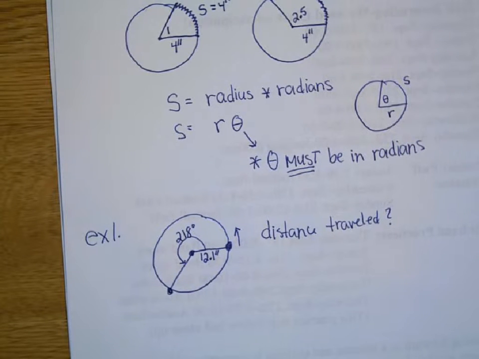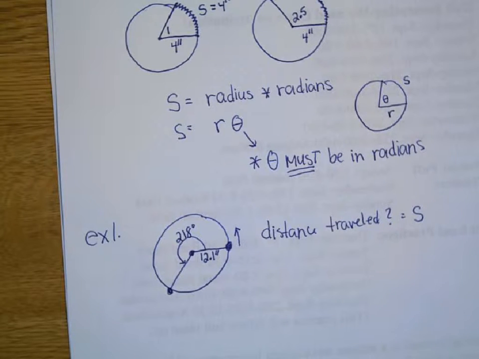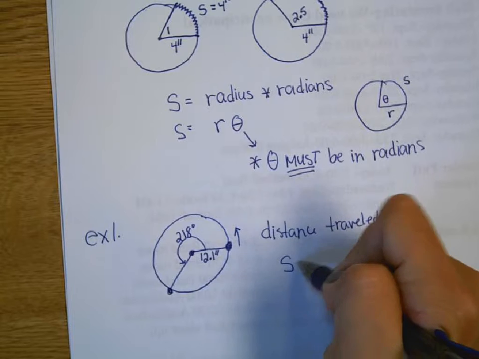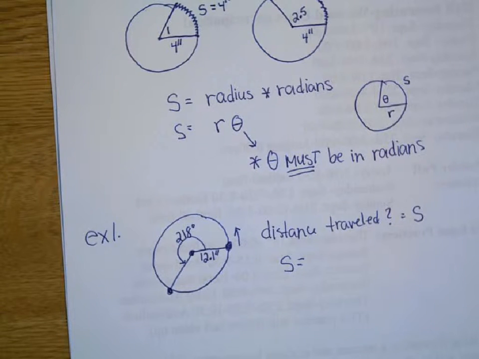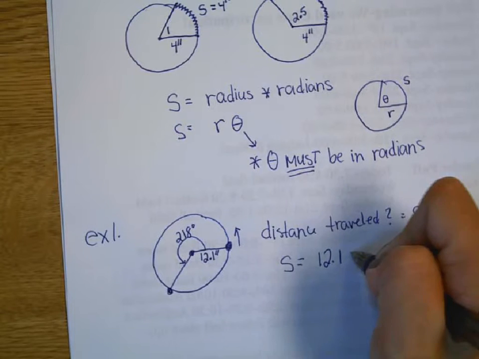So that distance traveled is arc length. You agree with that? Yep. The distance traveled is going to be the S value, the arc length. How much distance around the circle? I only need to know two things, the radius and the radians. What's the radius? 12.1.